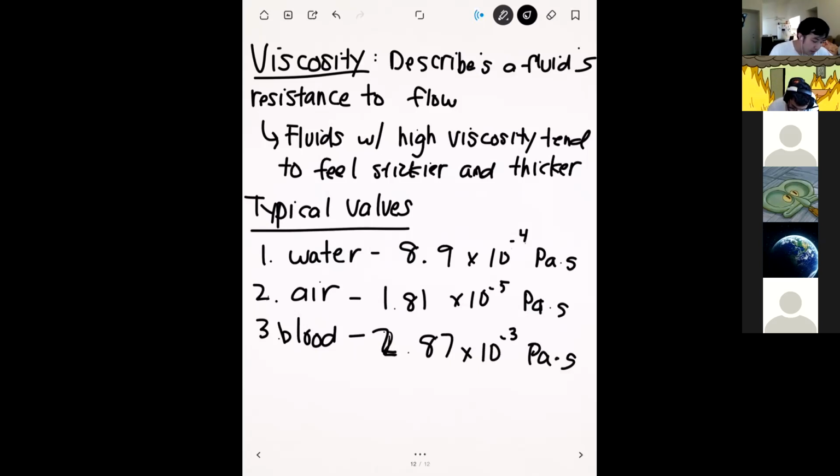So you can see here that air, which is a gas, has a very, very low viscosity, and blood does have a higher viscosity than water. So indeed, blood is thicker than water. Blood is also more dense than water, so you can kind of do both those things. Any questions on viscosity?